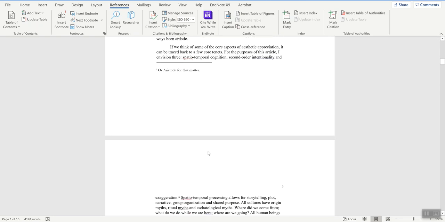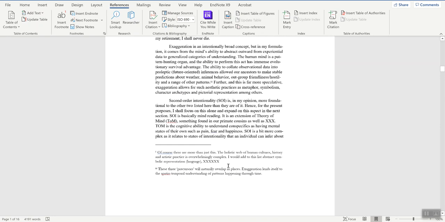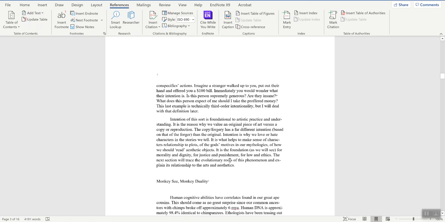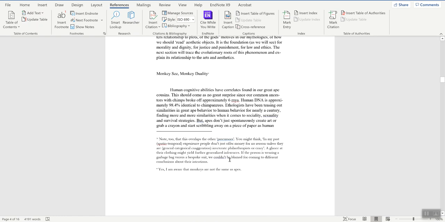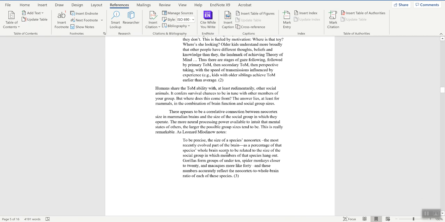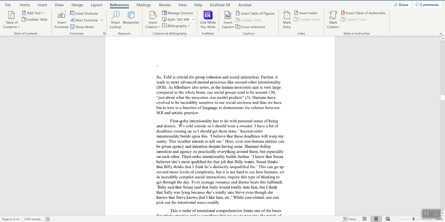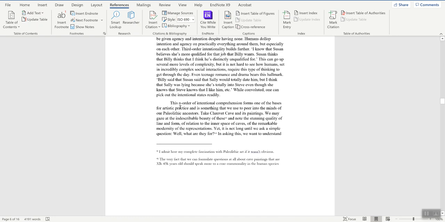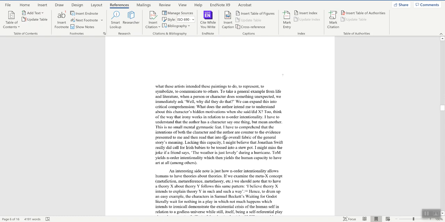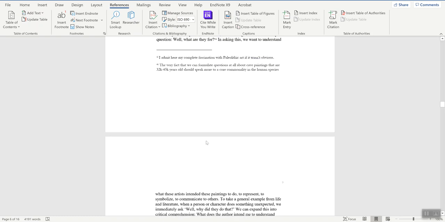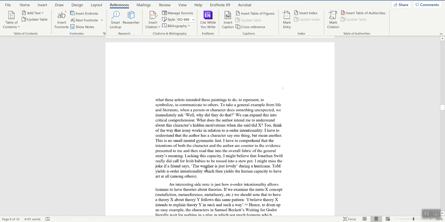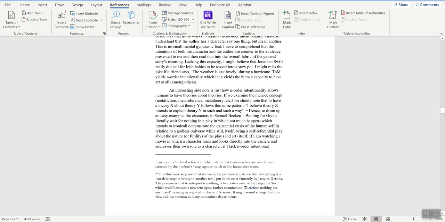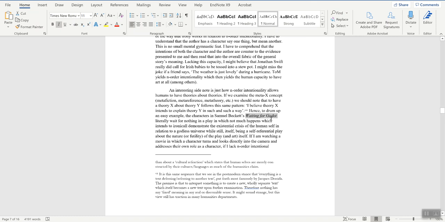Now, notice here I mentioned Aristotle. This paper is not about Aristotle, so it would be pointless to bring his name up. So there's theory of mind. Here's first and second order intentionality, or what I'm calling N order intentionality. Here, for example, I mentioned Paleolithic art. That is not a subject of this paper, so I wouldn't use that. Here I mentioned the author Samuel Beckett. This paper is not about Samuel Beckett, so it would be pointless to mention him.